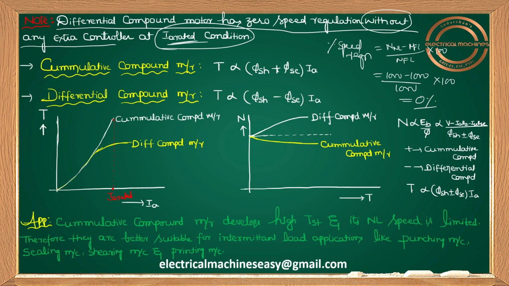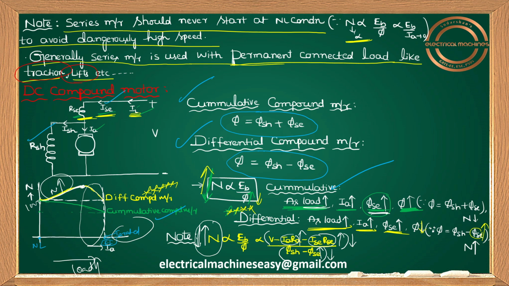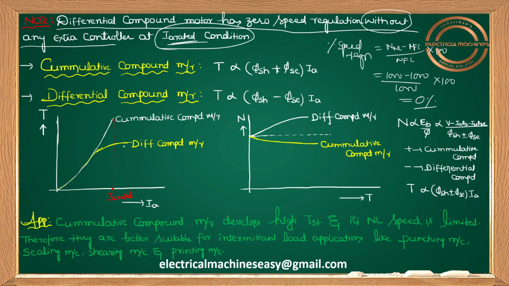Okay, and now for cumulative and differential, I explained N versus IA. In a similar fashion, if you approach mathematically and write the equation clearly, you can draw the T versus IA curve and the N versus T curve also for cumulative and differential compound motors. For the cumulative compound motor, T is proportional to phi into IA, where phi means phi S plus phi SC. And for the differential compound motor, T is proportional to phi into IA, where phi means phi S minus phi SC.